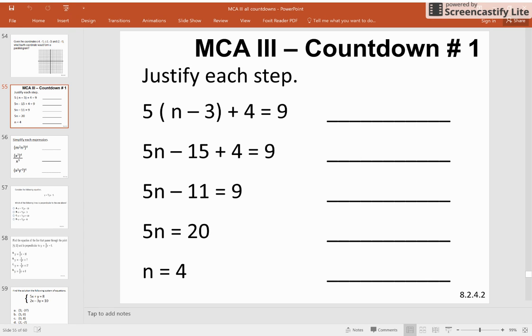Next one, simplifying each expression. This is what we just got done doing in chapter 7. So we want 4 2's, so that would be m to the 8th. Then we want 4 3's, that would be n to the 12th power. We're done. Same thing here, clean this up first. So we do x to the 8th power first over x to the 5th. And then when we are just dividing, we subtract the exponents. So that'd be x to the 5th power.